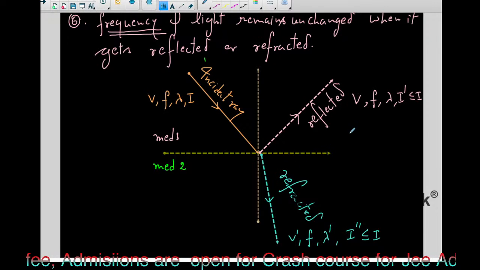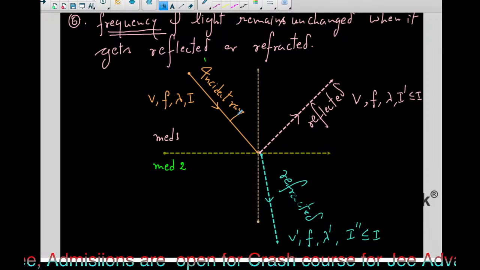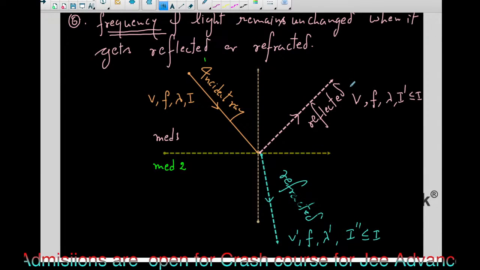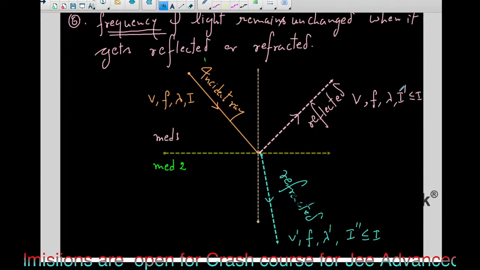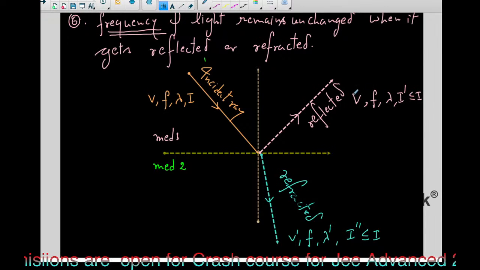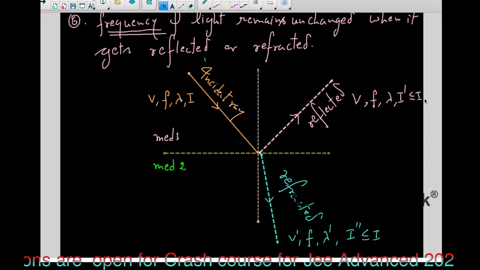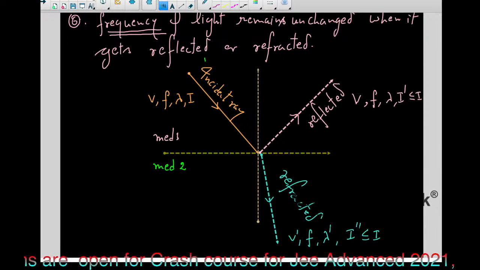That is the percentage of the energy we are using for reflection and refraction. That is proportional to intensity. We say the intensity here is less than I, and here also less than I. Are you getting?